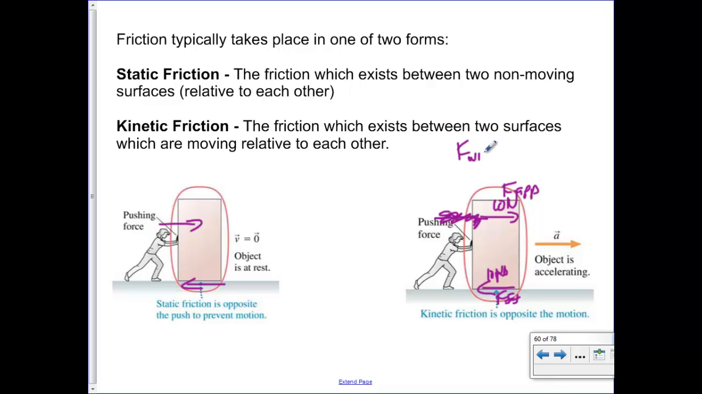The formula is F net equals ma. If these two things are equal to each other, it means you have no acceleration. But acceleration is different than velocity. You still could be in motion.